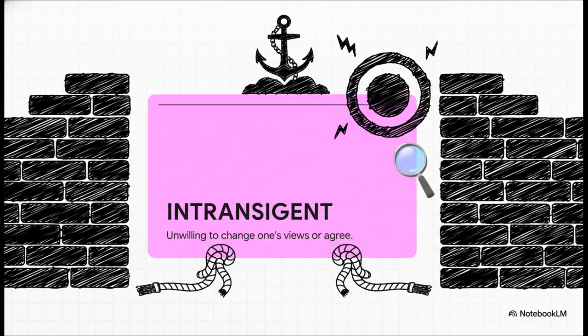For that unmovable person, the word is intransigent. This describes someone who is absolutely stubbornly uncompromising. No matter what arguments you make or what offers you present, they are not changing their mind. It's a really powerful and, let's be honest, often frustrating kind of resistance.